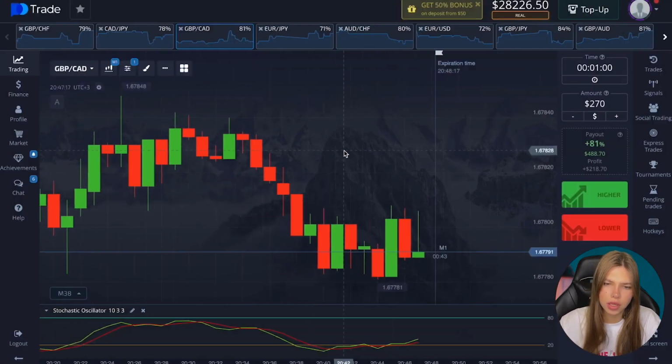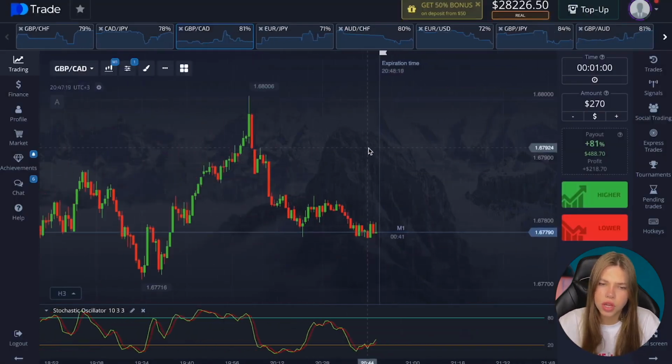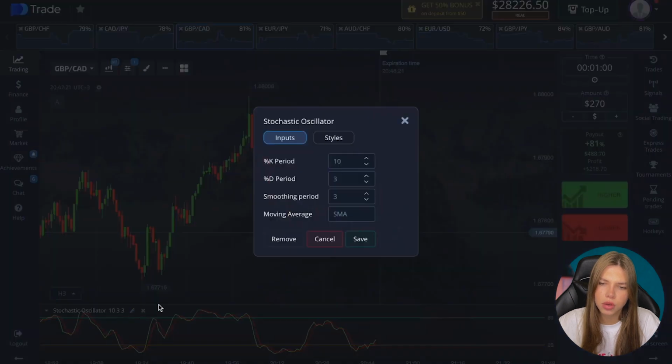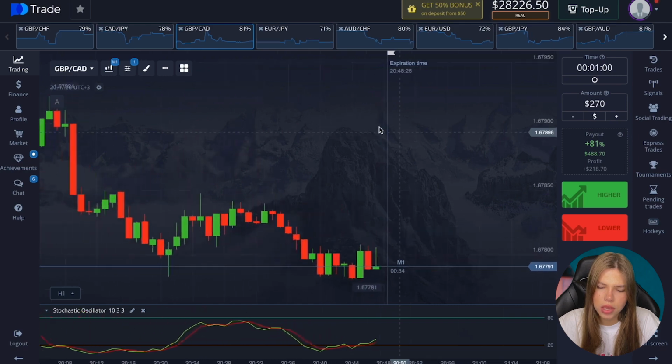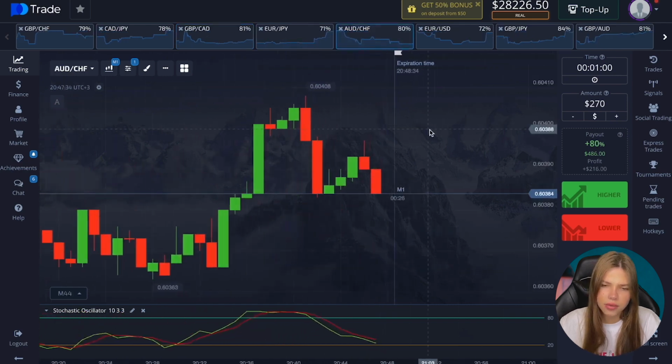But according to my feelings, we need to change the period. So let's change it like this. I reduce the period and do not touch the other parameters. It's better not to touch them. Now it will be better. So let's say we're lucky. Let's look for the next currency pair.